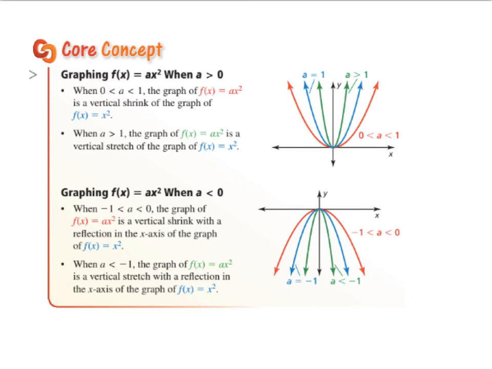So maybe you were thinking that that was why the graph was changing when we were graphing 2x squared and negative 1/2 x squared, but now you know for sure why it happened. If you have any questions, write them down and ask me when you come to class.